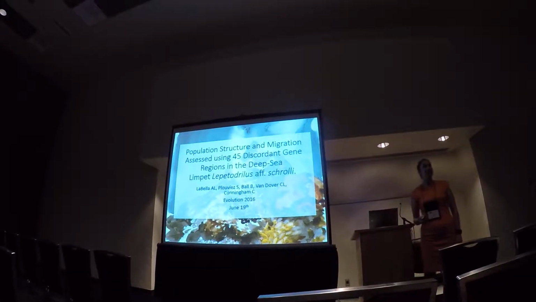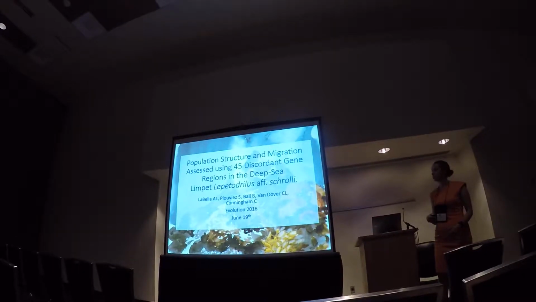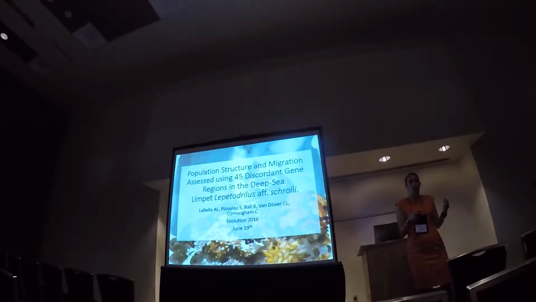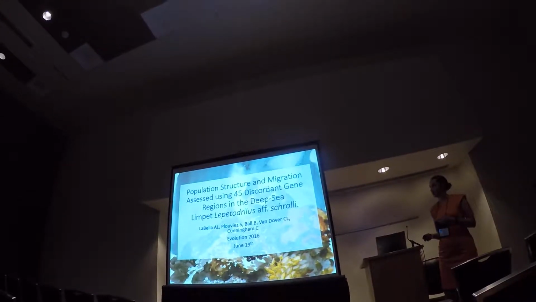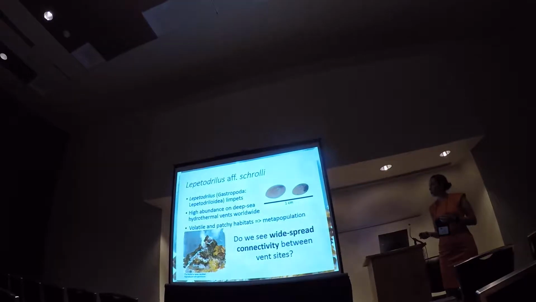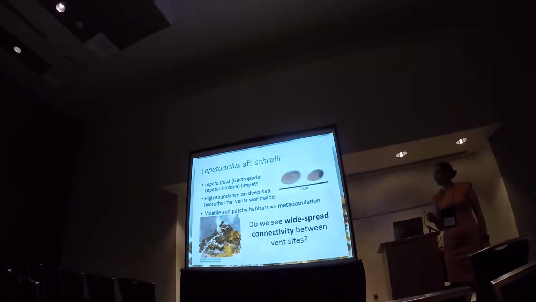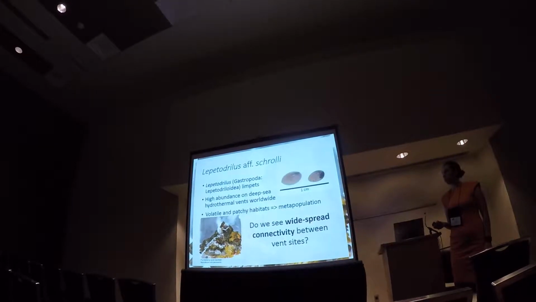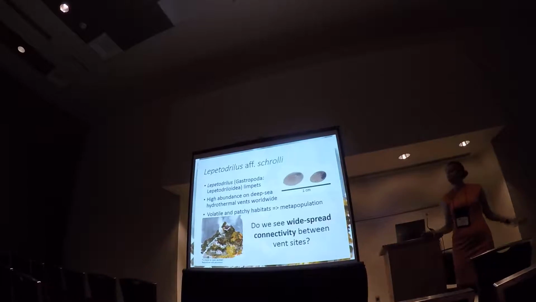Thanks for coming. This is a little bit different from some of the biogeographical talks you've heard before. I'm going to focus a little bit on biogeography, a little bit on population structure, and try to synthesize it. What I'm studying is a deep sea limpet, Lepidodrillus affinis strolli, and these lepidodrilled limpets are found in high abundance on deep sea hydrothermal vents worldwide.